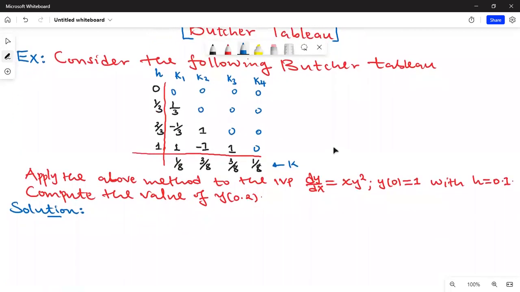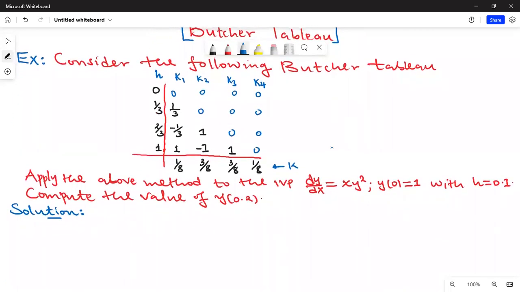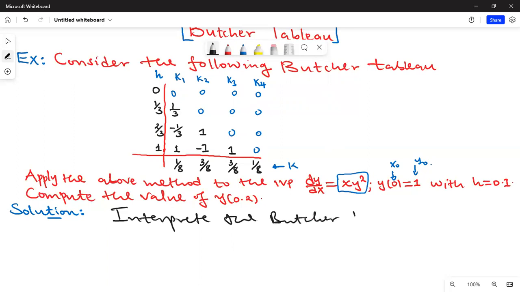Now look at our ODE. We have f(x, y) given by xy², and the 0 here is x naught, and the 1 here is y naught. But before we embark on the initial value problem, first of all, let's interpret the Butcher table.